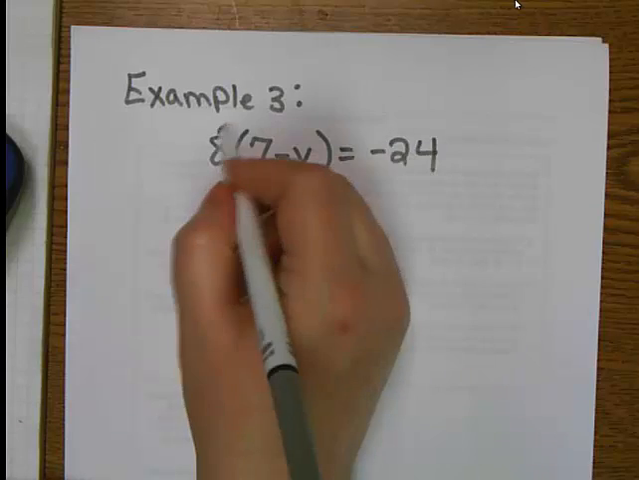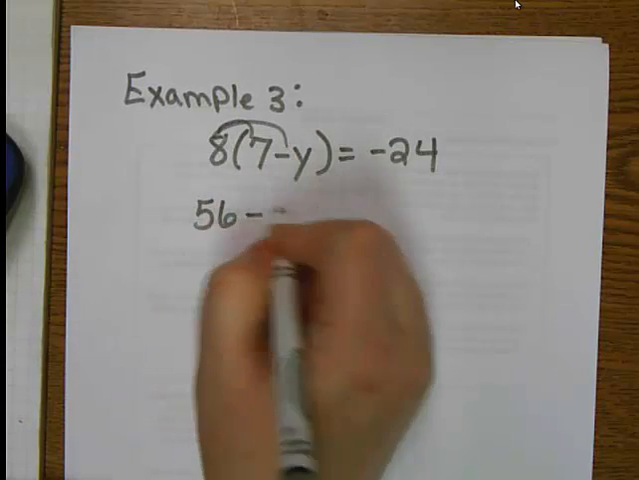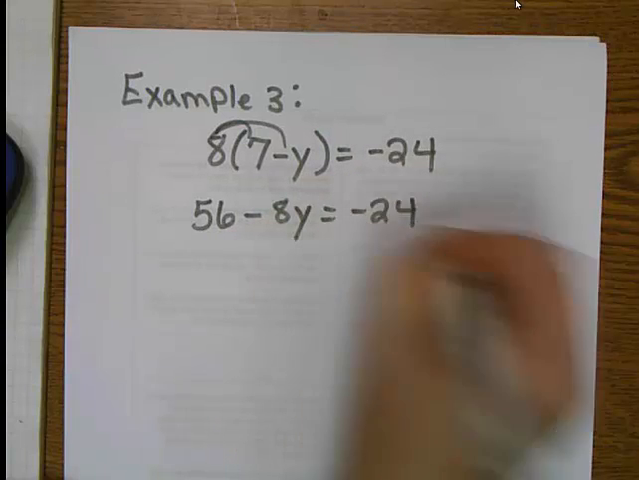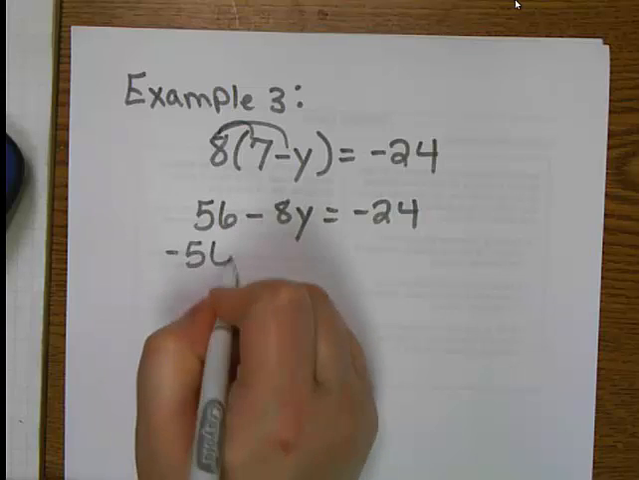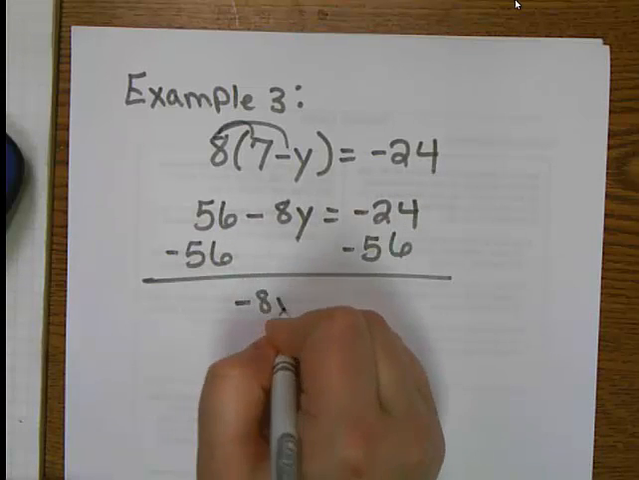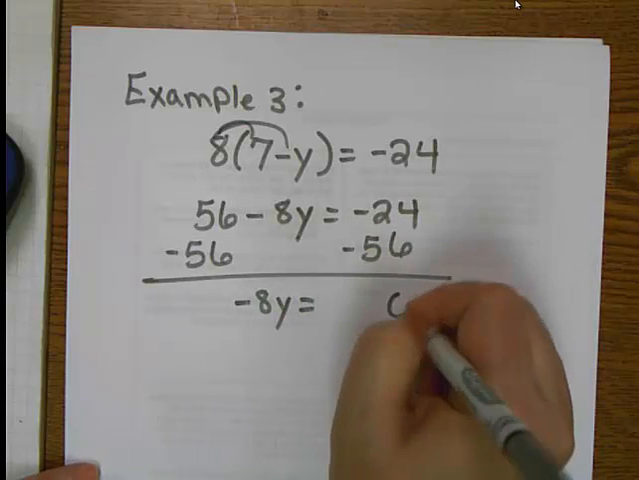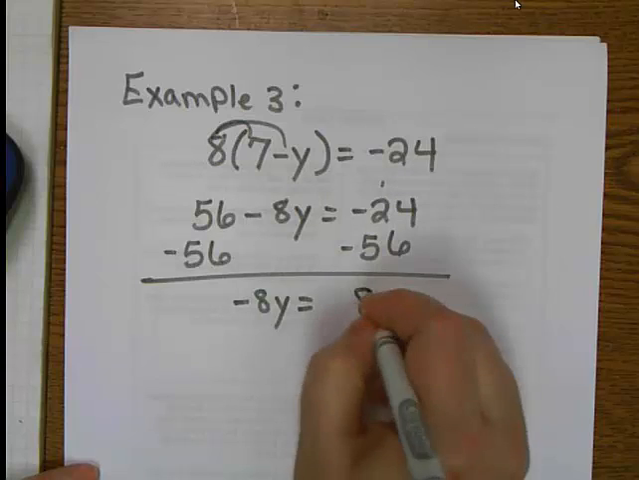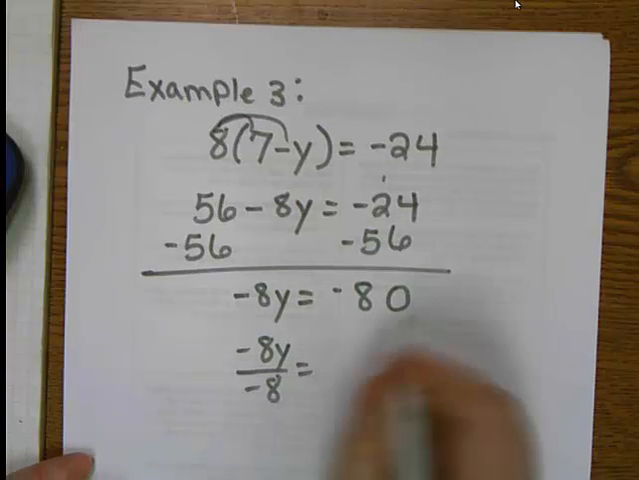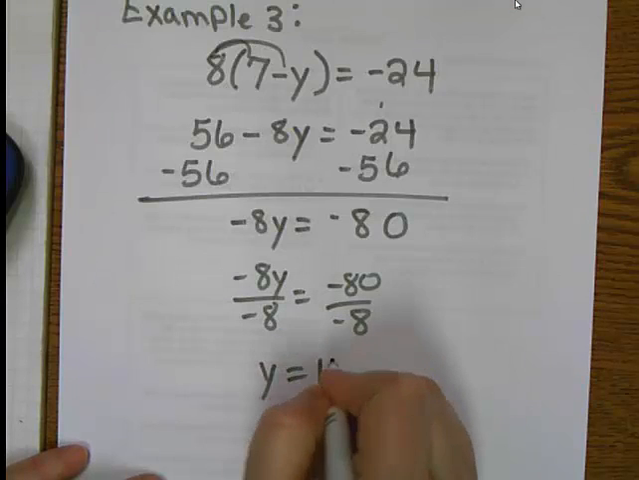All right, 8 times 7 is 56, minus 8 times y is 8y, is negative 24. I'm going to subtract 56 from both sides. Negative 8y equals, these are both negative, so I'm going to add them together. 24 plus 56 is 80. Negative 80. Divide by negative 8. And y equals a positive 10.